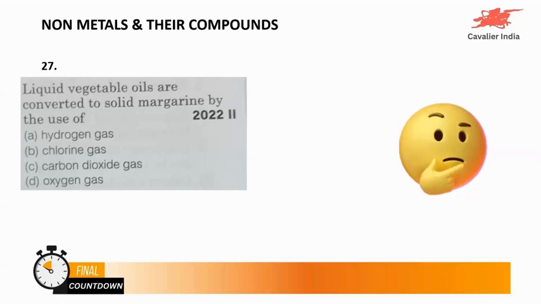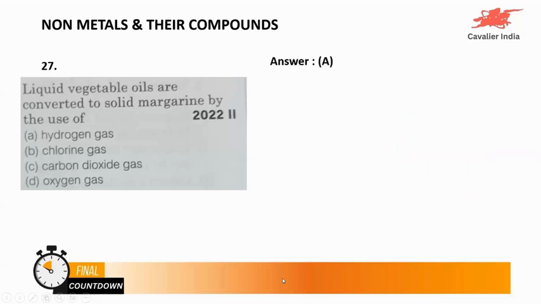Which is the right option? Liquid vegetable oils are converted to solid margarine by the use of which gas? Which is the gas that is involved for hydrogenation? Just answer the question. Yes, very good. A is the right option. Hydrogen gas is used for that.